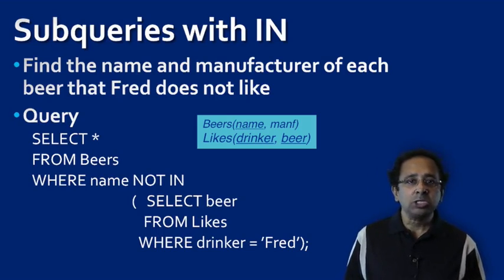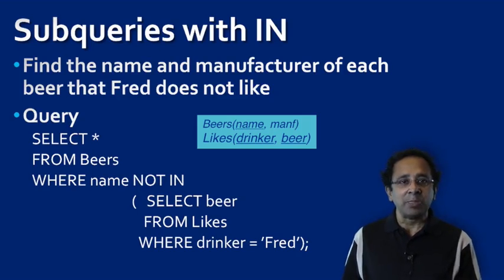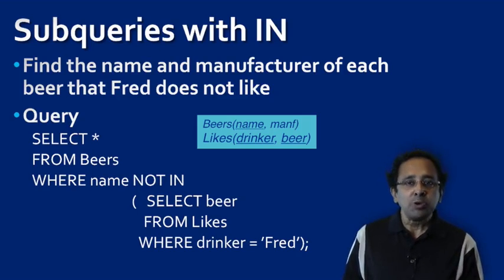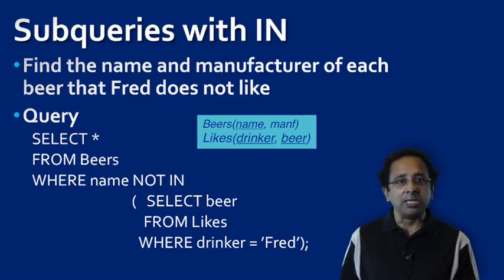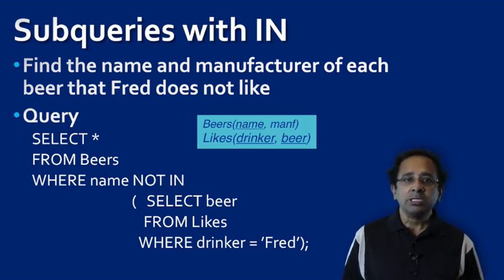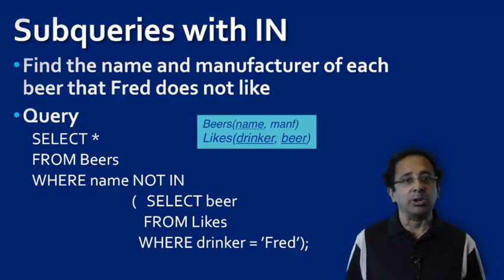So the where clause's job is to take every name from the Beers table and output it only if it does not appear in the set produced by the inner query. Similar to the previous query, the subquery here is also uncorrelated.